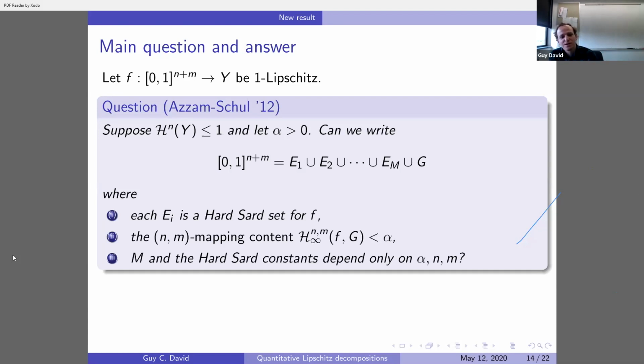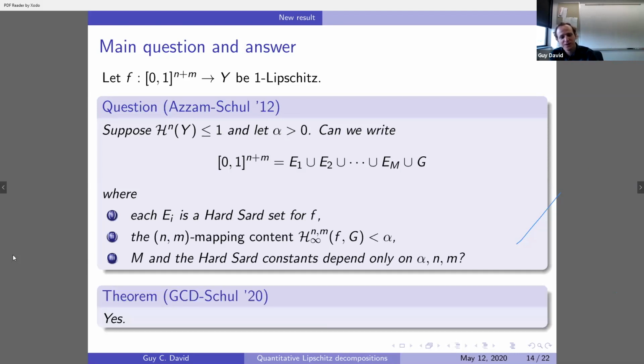And everything is quantitative. So there's all these constants involved, the number of pieces in the decomposition, the bi-Lipschitz constants in all of these Hard-Sard sets depend only on the parameters and not on your specific map. So they asked this explicitly, and well, that's the main result of this talk. So the answer is yes, you can get a decomposition like this. This is an improvement of this result of Azam and Schul that was on the previous slide.